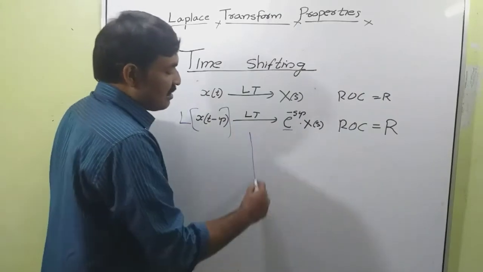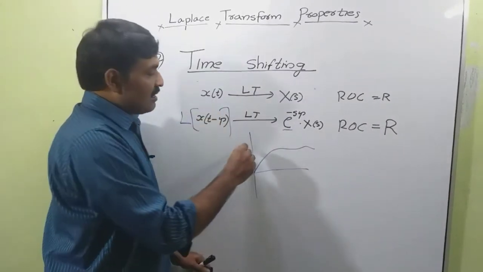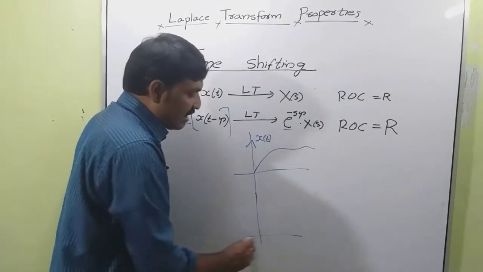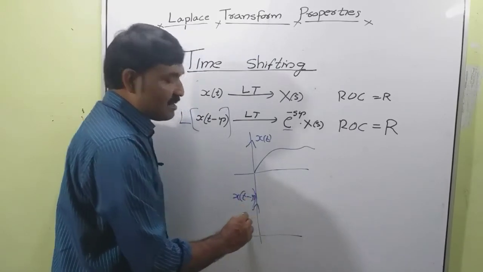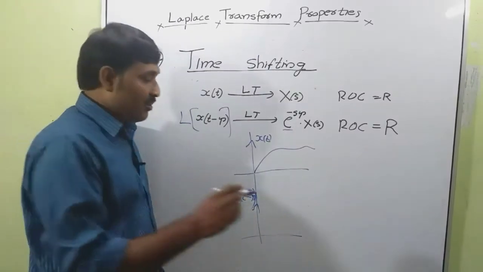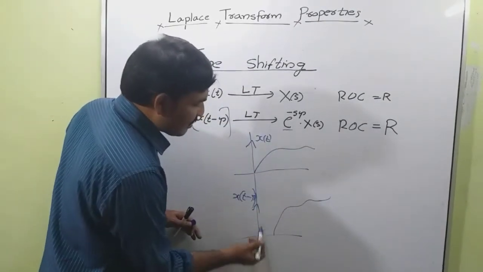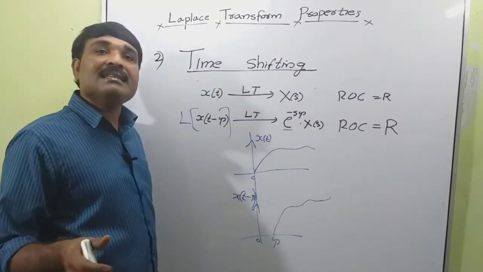Suppose, for example, this is our signal x(t). Then the delayed signal x(t minus tau) means the signal is delayed by tau units. It looks like this. So instead of starting from 0, the signal will start from tau. That is a time delayed signal.